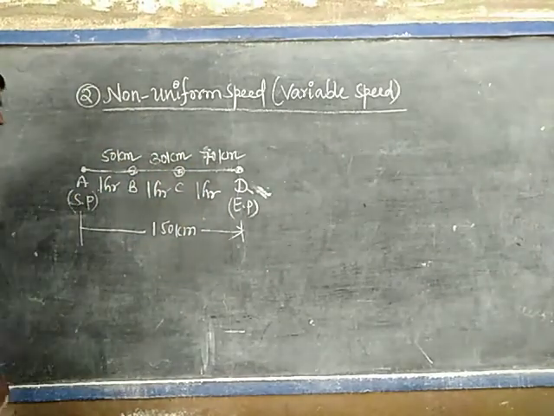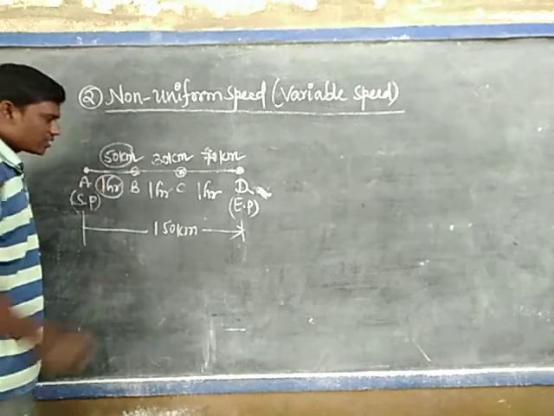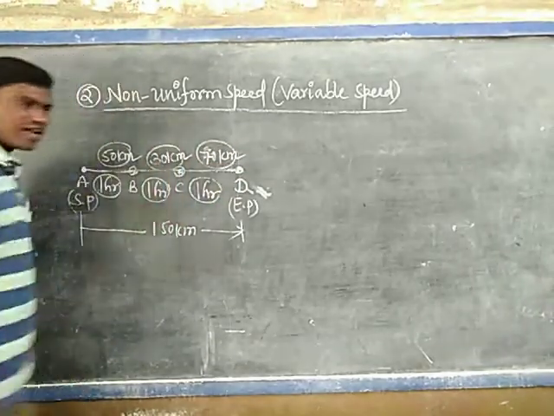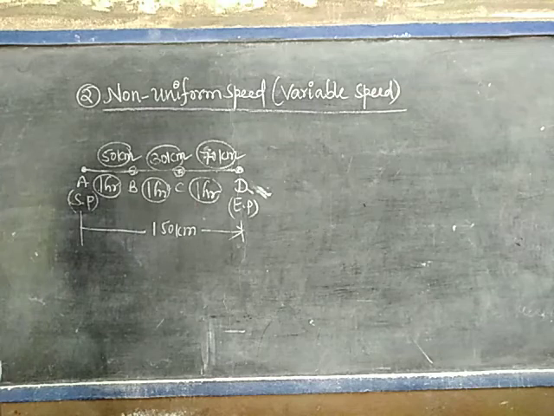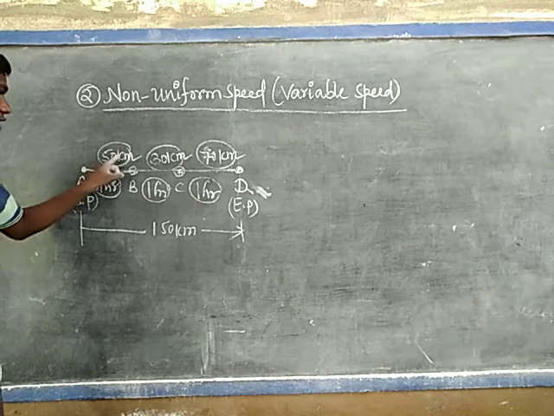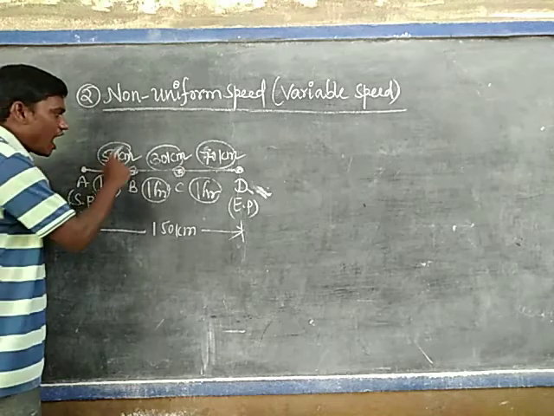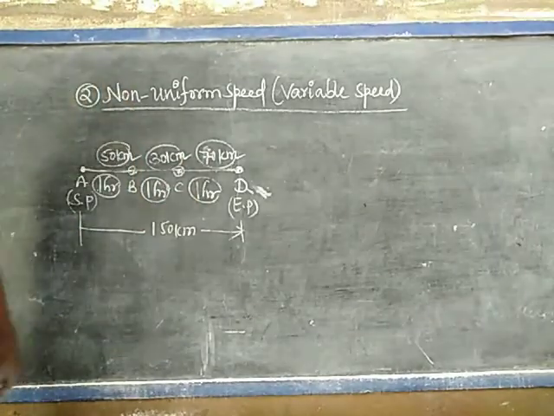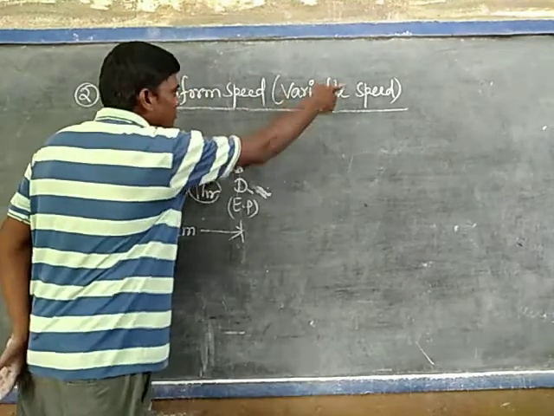So now let me come to that one. In the first 1 hour, how many kilometers? 50. In the next 1 hour, 30. In the next 1 hour, 70. Here we are observing that the time intervals are equal, but the distance covered is not equal. If a body covers unequal distances in equal intervals of time, then we say that the body is in non-uniform speed or variable speed.